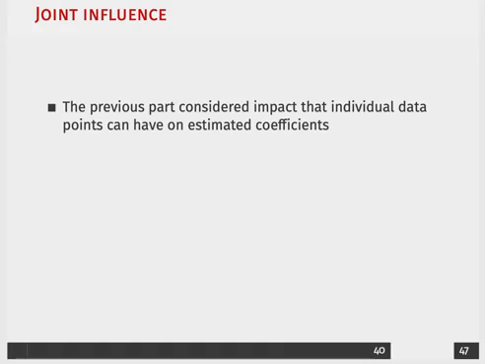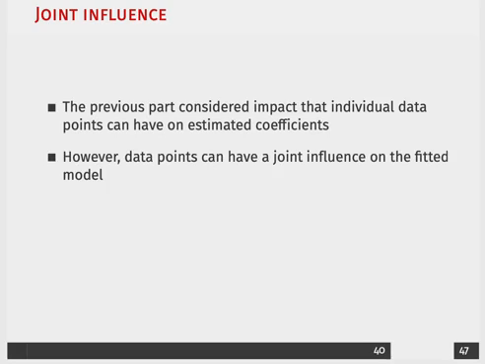Now, up until this point, we've basically just been considering how an individual data point or observation can impact our estimated coefficients. That's really what we've been concerned about. And we've been concerned about how an observation that's an outlier with regard to x's, with high leverage, or with regard to y, studentized residuals, impacts the estimated coefficients.